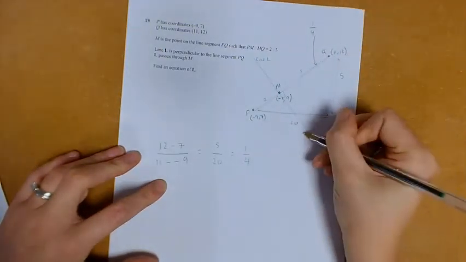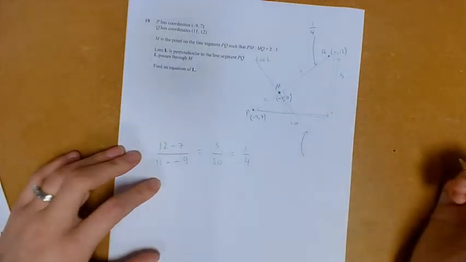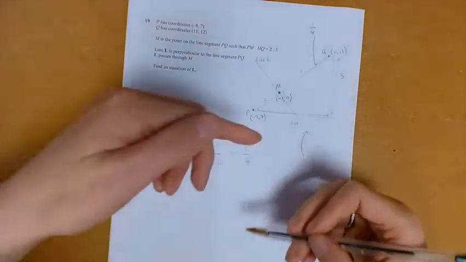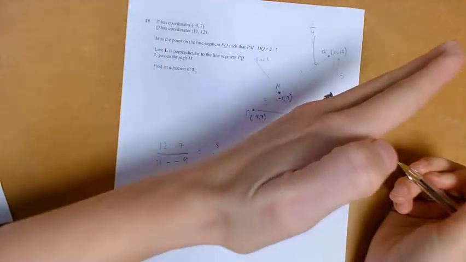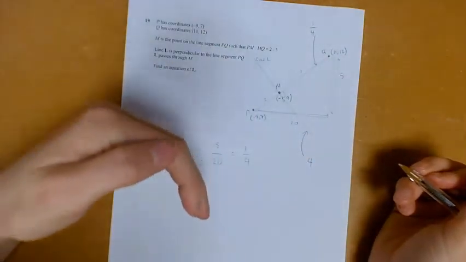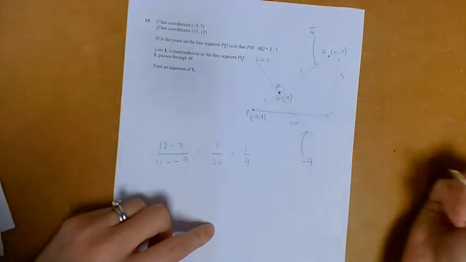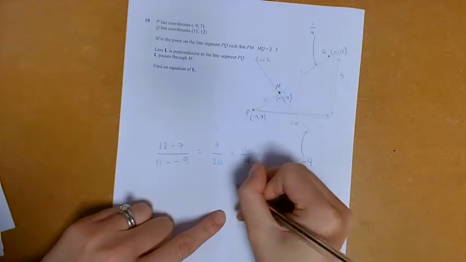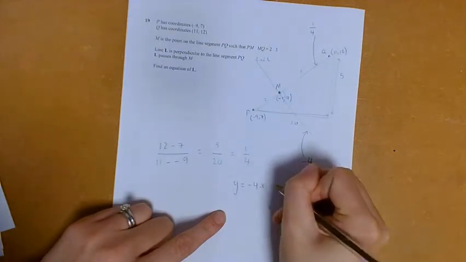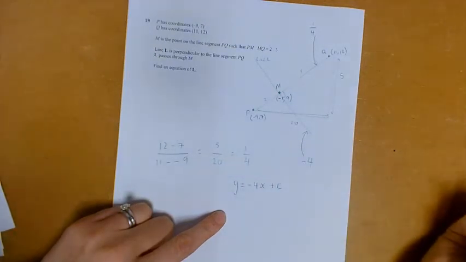The gradient of this line then is the negative reciprocal of that. So not only do we need to make it the reciprocal, which would be 4, we also know that if one line is going up and has a positive gradient, the other line is coming down and has a negative gradient, so -4. I can now tell you that the equation of the line is y equals -4x plus c.